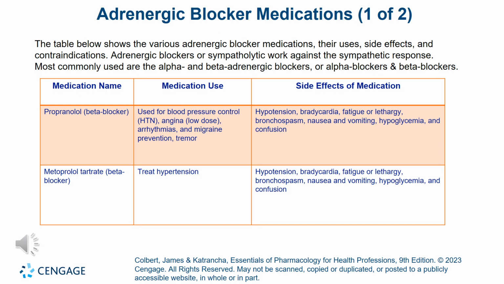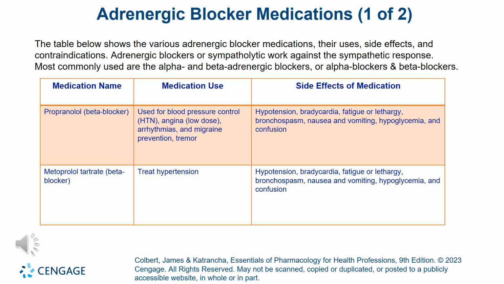Now let's look at the adrenergic blocker medications. The following table shows the various adrenergic blocker medications, their uses, side effects, and contraindications. Remember, adrenergic blockers or sympatholytics work against the sympathetic responses. Most commonly used are the alpha and beta adrenergic blockers, or alpha blockers and beta blockers.